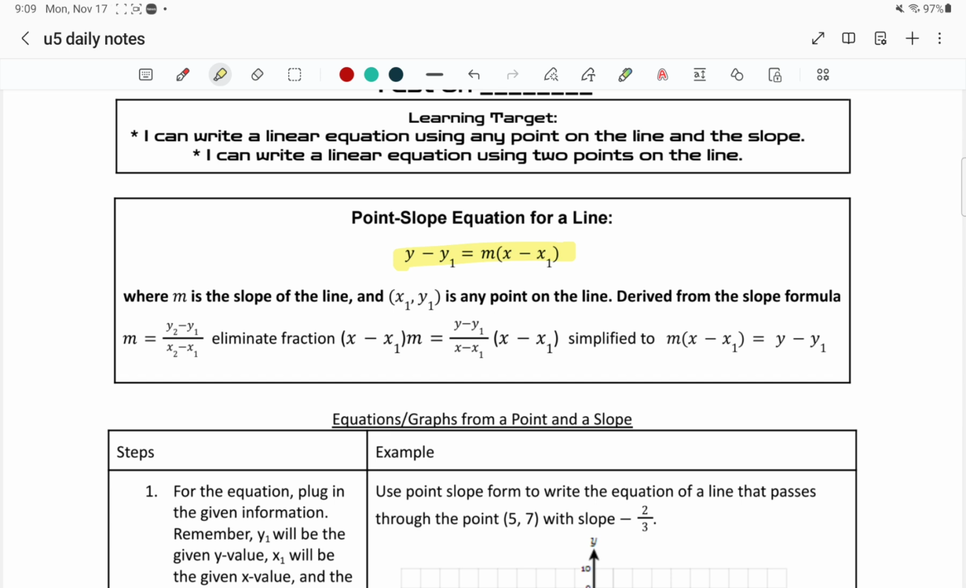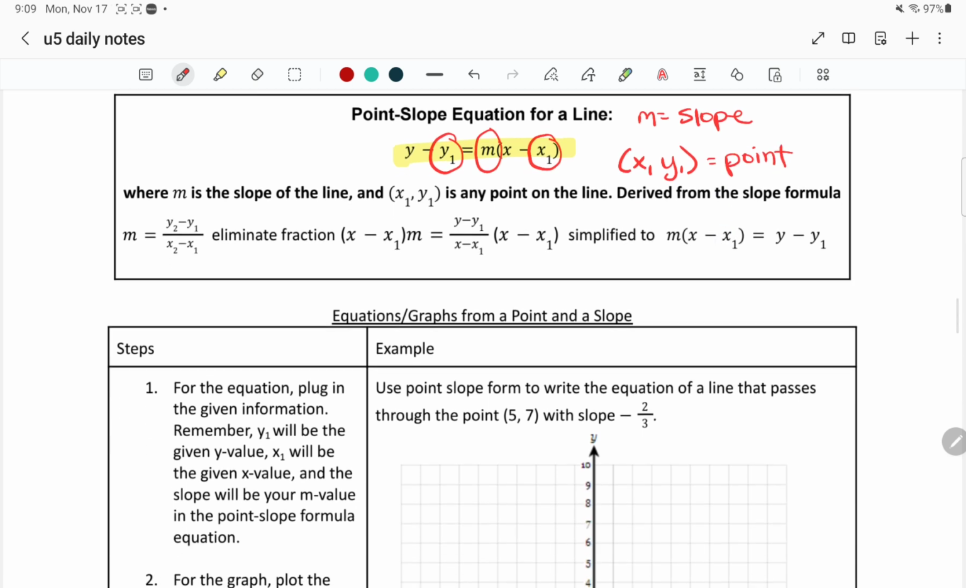So if we have point slope form, that means we have a point off of the line, and we have the slope of the line. So m is always the slope. There's your slope. And then x1 and y1 are going to be your point. So m is our slope, and x1, y1 is our point. And that is what makes point slope form. Okay, so let's just dive right into it.